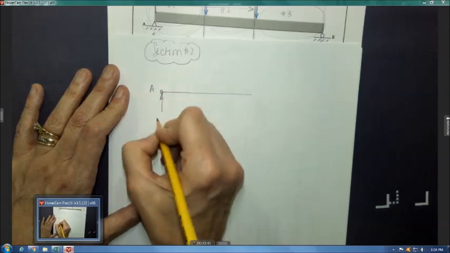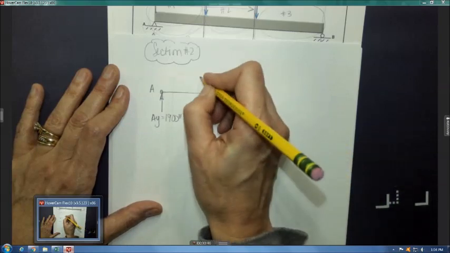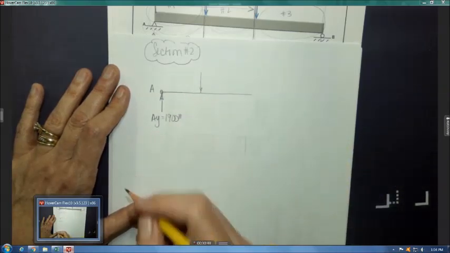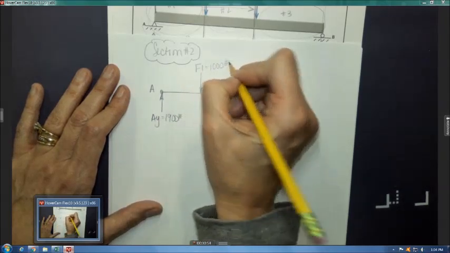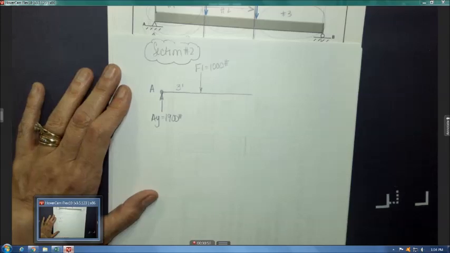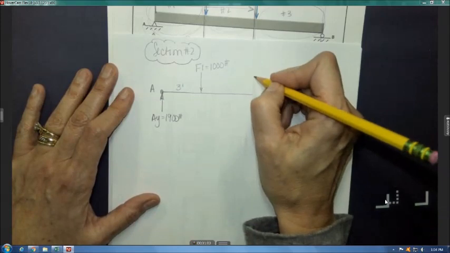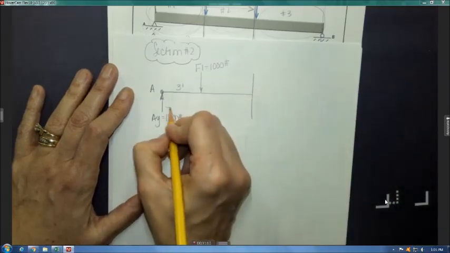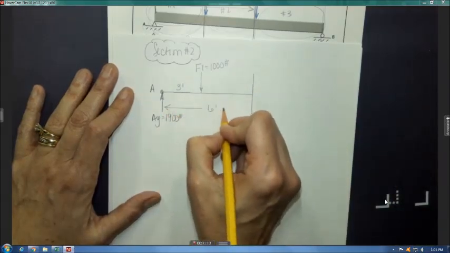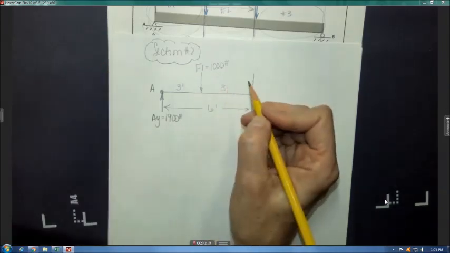This is my A, so my AY was equal to 1,900 pounds. Now I'm going to include that P1, which was the 1,000, or we called it F1 on our spreadsheet, was 1,000 pounds, and then this distance was 3 feet. And then I am going to put in, right before P2, or the F2, this maximum value all the way over here of 6 feet. Okay? So that means that this is 3 feet.